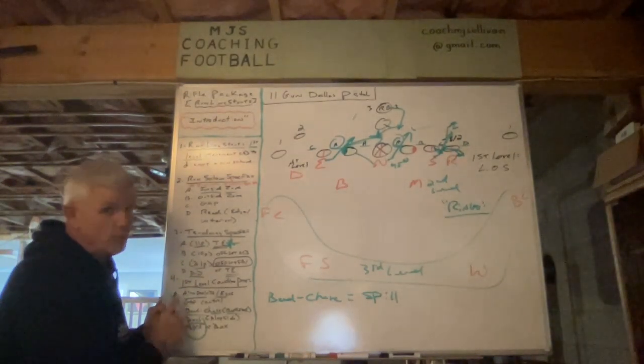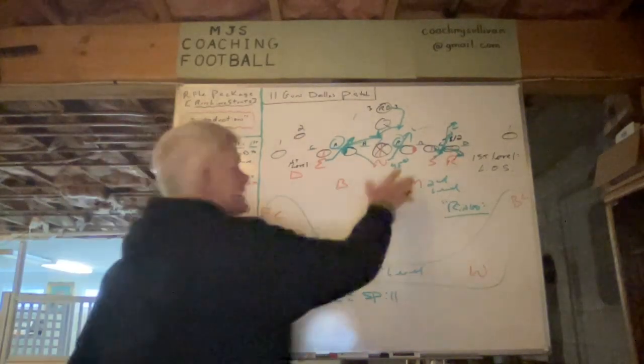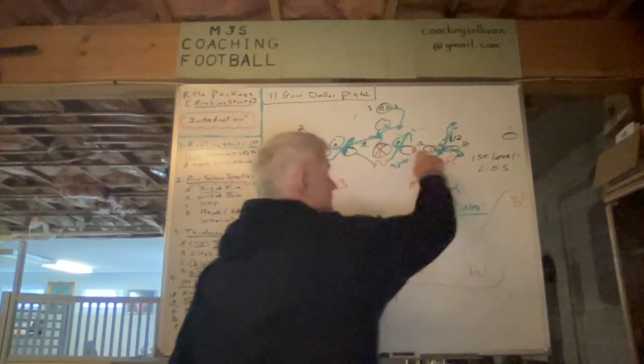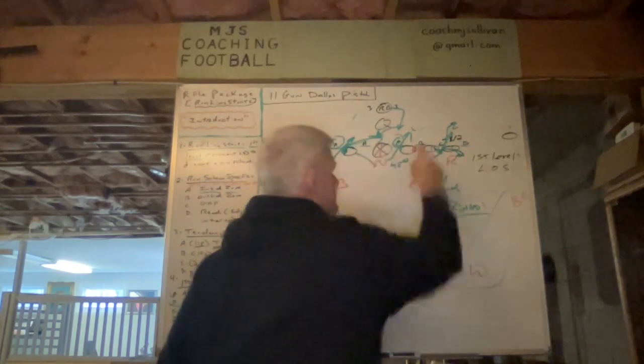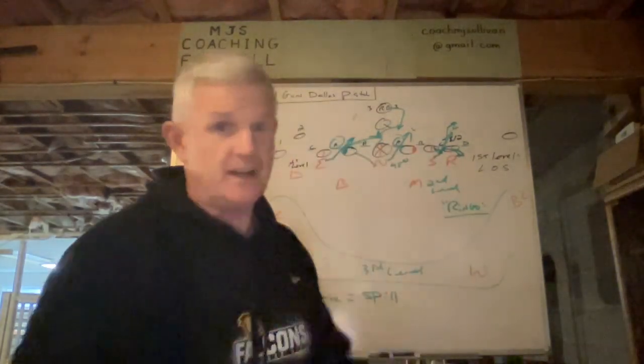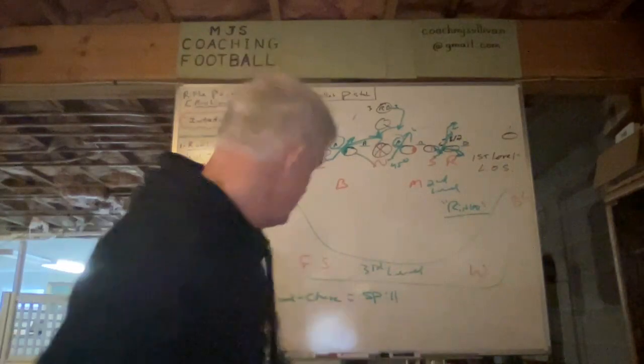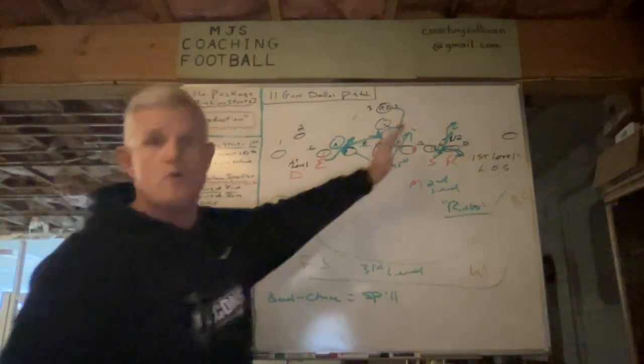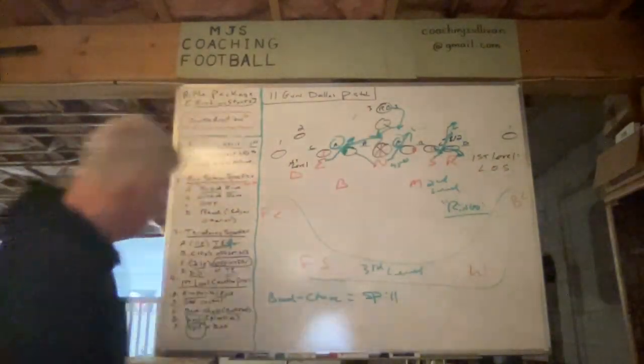Teach them who has what gap, right? So play side, the open gap, the unaccounted for gap up front here is the B. So the linebacker has it, guys. Everybody do their job. But make sure all defenders know who has what gap is the point, right?